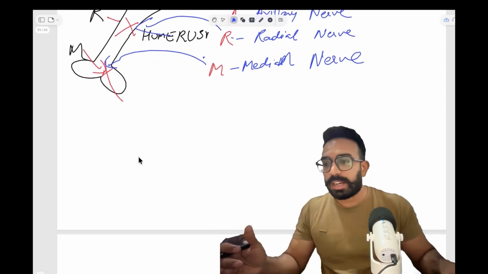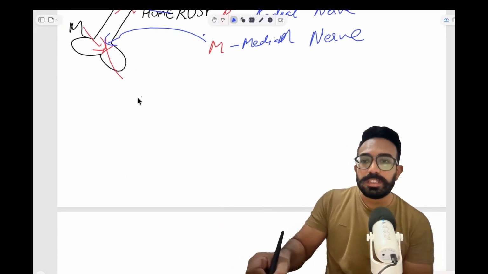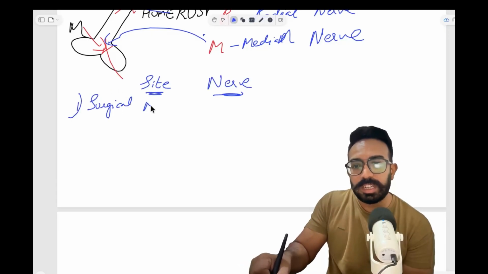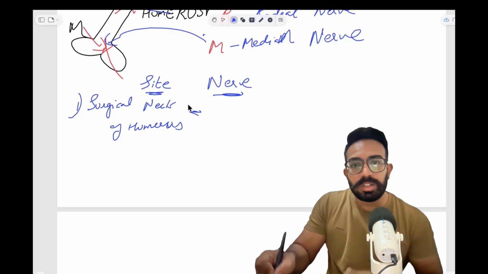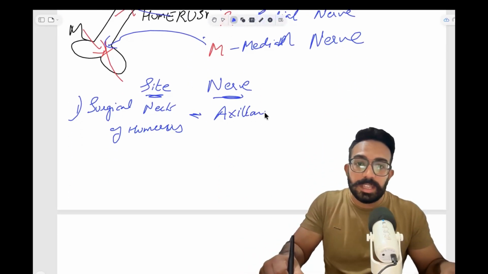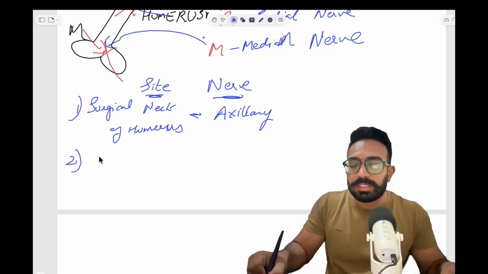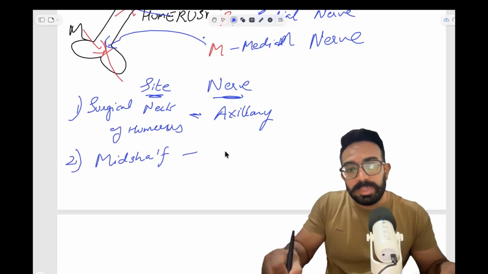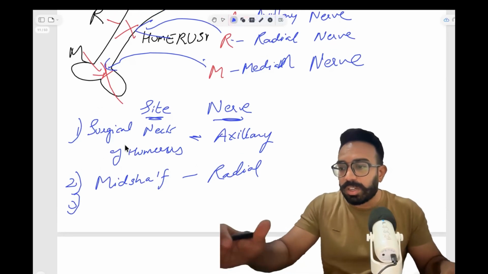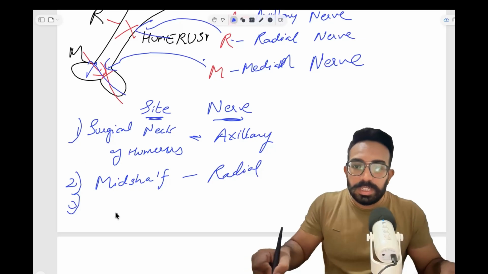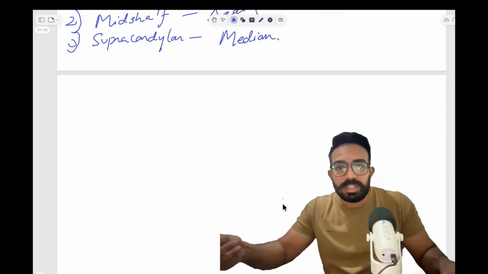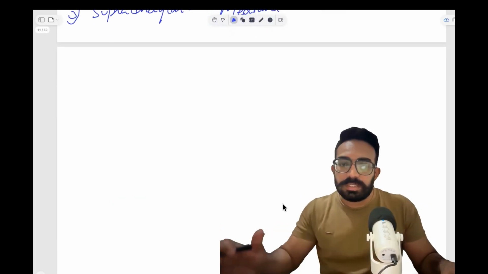What are those exact sites? Let me write it down for you. If there is a fracture of the surgical neck of the humerus, the nerve damage is going to be axillary, as you can see from the diagram. If there is a fracture at the mid shaft, the nerve damage is going to be radial. If there is a fracture of the supracondylar region, there is going to be median nerve damage or median nerve injury. So that was the simplest thing.